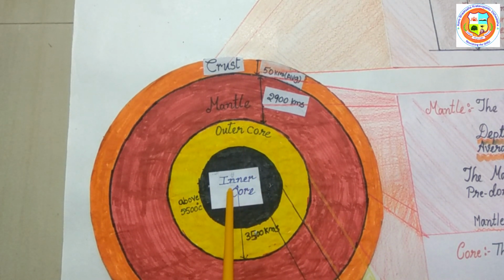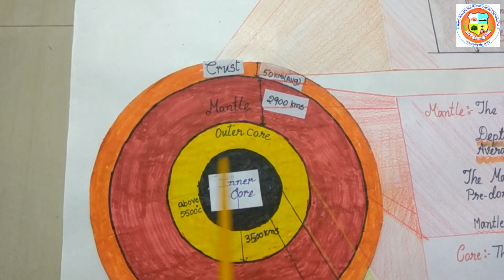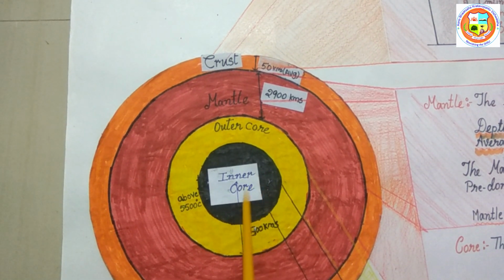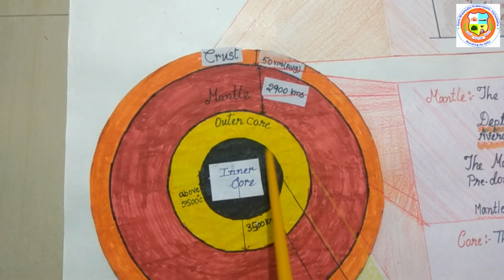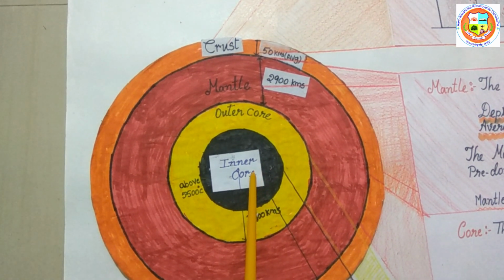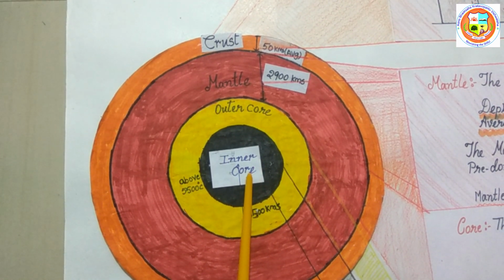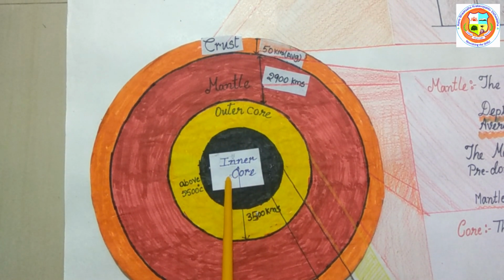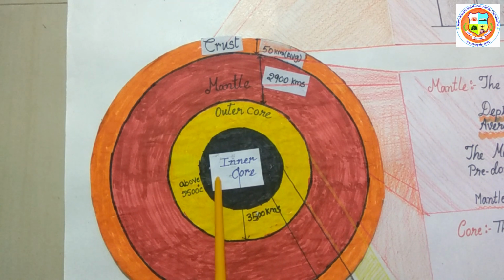You may have a doubt: when the temperature is so high, why is the inner part in a solid form? The main reason is that the pressure here is very high, which makes the material solidify. Understood? Now we will go into more detail.